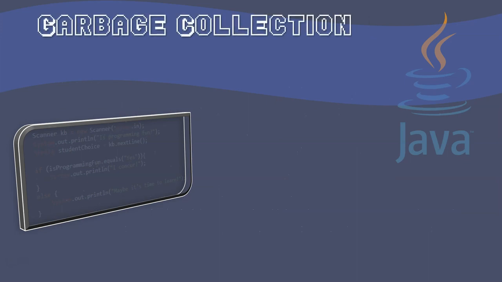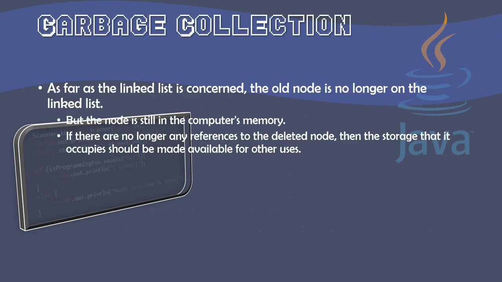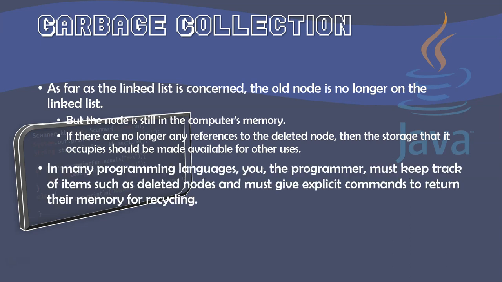And as we mentioned previously, garbage collection is going to happen. As far as the linked list is concerned, the old node is no longer on the list. When we took shoes out of there, it's not part of that list. But as we said, it's still in memory. There's nothing using it, no references or anything like that, but that storage in memory is still taking place. So we need to clean that up.